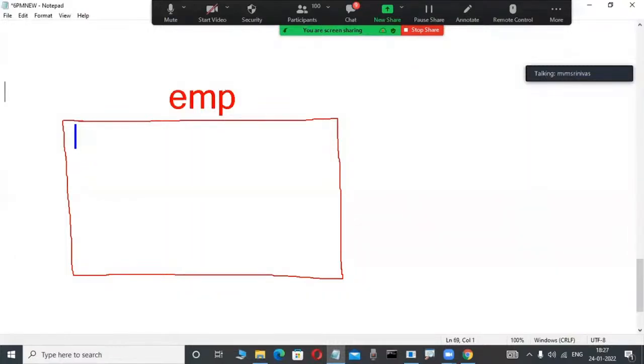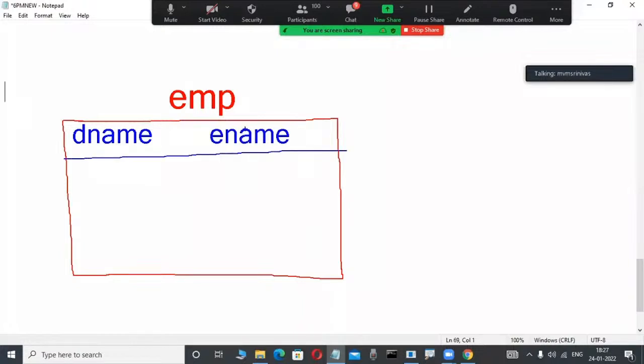Now observe here. Maybe so many employees are there, and those employees belong to some department name. These are columns. How columns and data work, in future you will also be familiar. Don't worry. Now check it out. Here department name is there. These are columns: D name and E name are columns. EMP is a table. For example, I am representing it like this.